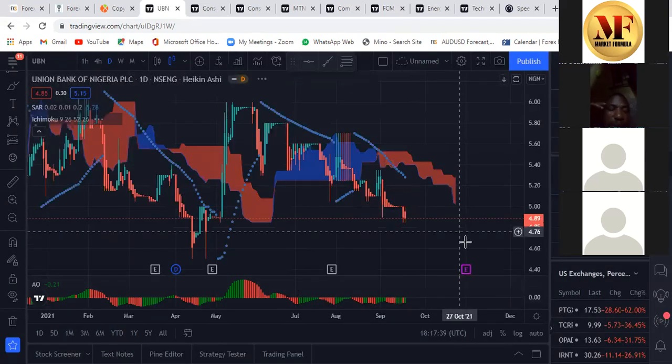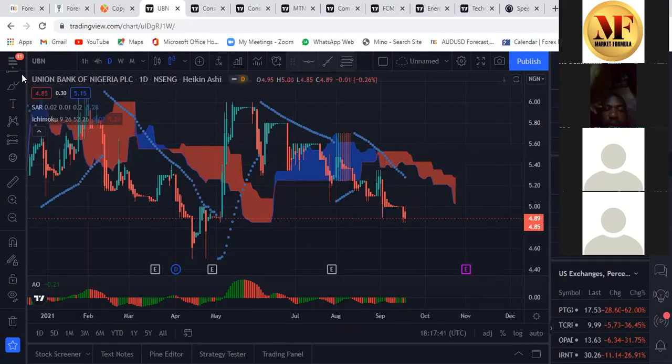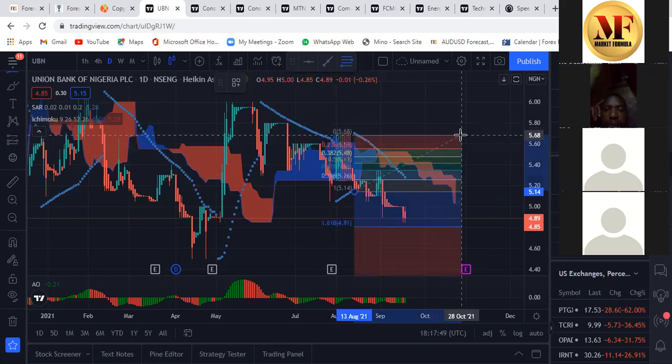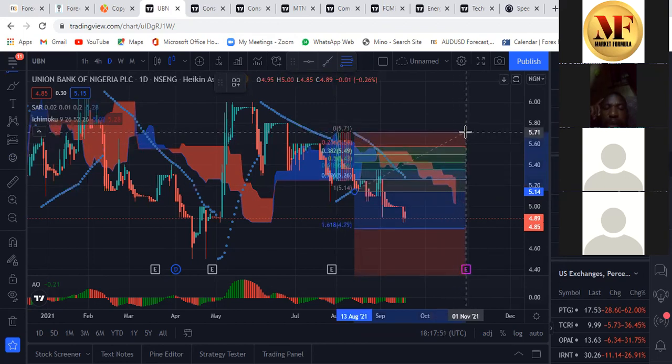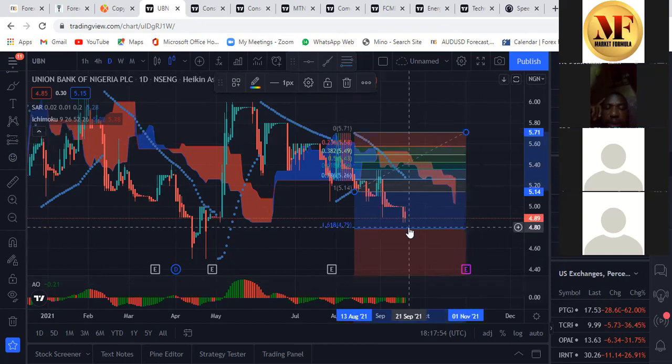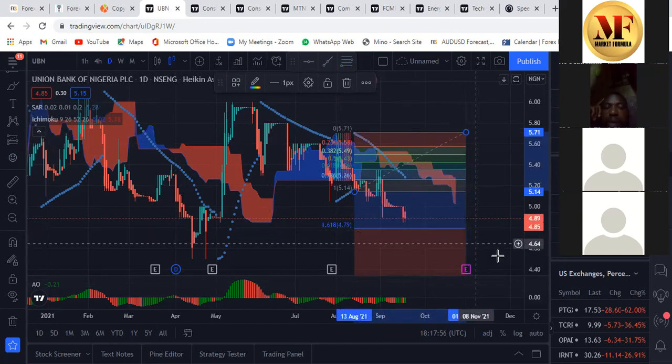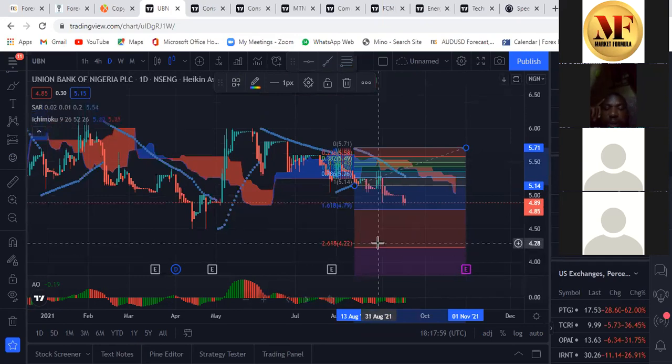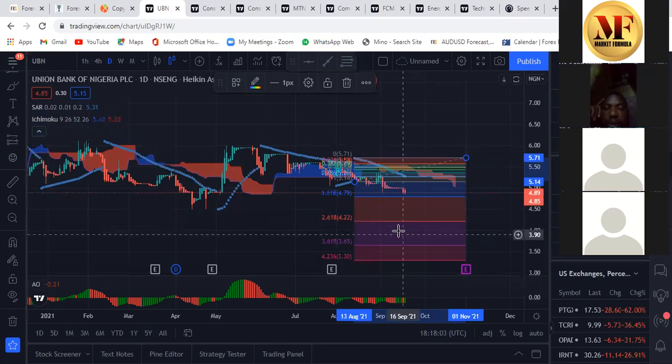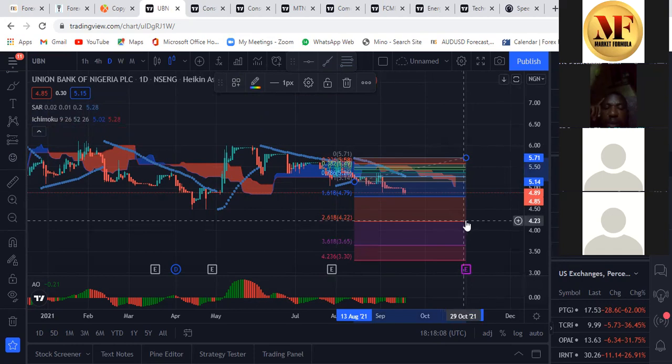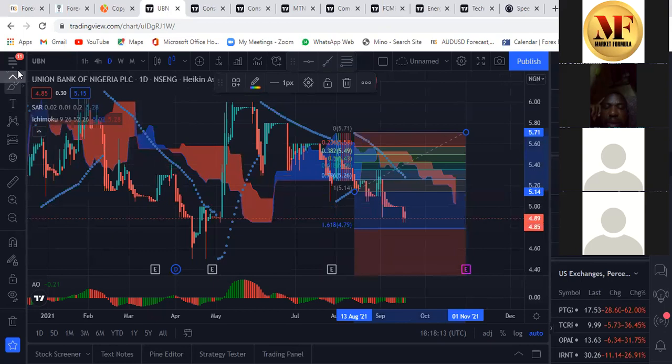Union Bank of Nigeria, downtrend. Everything is just showing red in this market. God will help us. So let's see what is happening. How far will it go? See, this one level, 4.79 kobo, trying to hold, or you come down here to 4.22 kobo, or it's going down to 3.65 kobo, or this level. By the time it gets around here, people will start entering this stock.